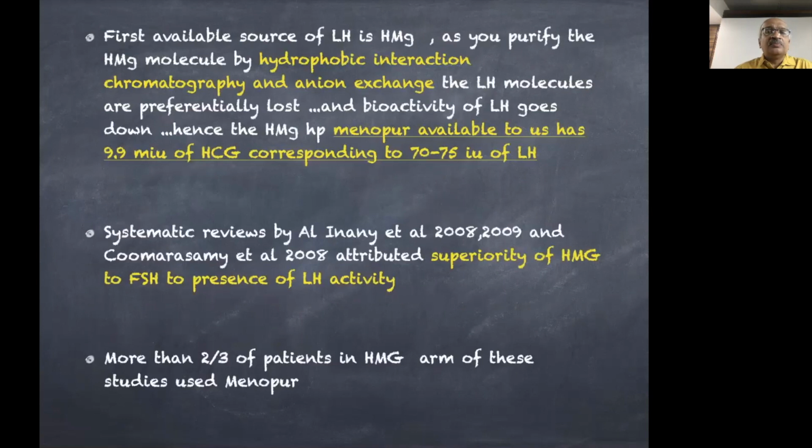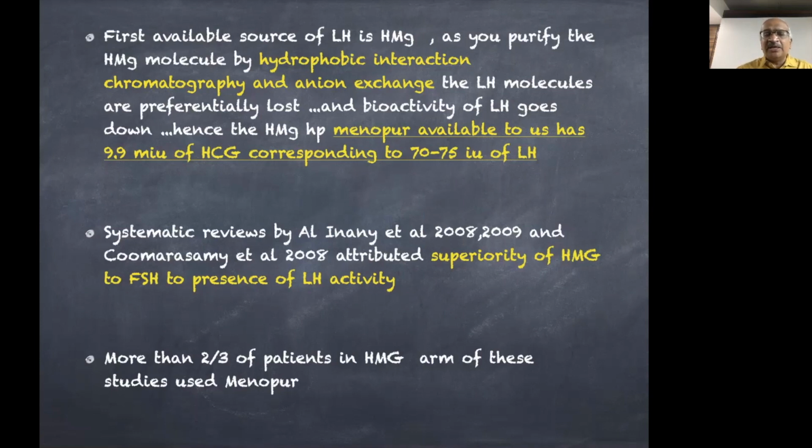So the first available molecule of HMG was purified by hydrophobic interaction chromatography and anion exchange. And the LH molecules were preferentially lost here because you wanted to purify the FSH, and the bioactivity of LH will go down. And hence, in Menopur HMG-HP, the bioactivity of LH is added by HCG, and about 9.9 MIU of HCG, corresponding to 70 to 75 IU of LH, is there.